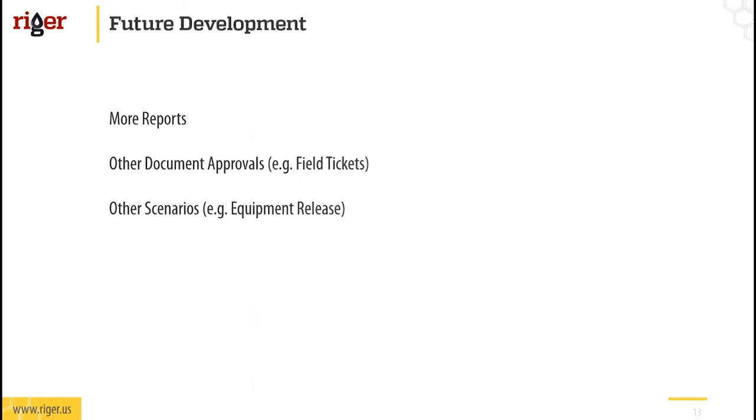We'd like to add other document approvals, for example, fuel tickets approval, rental tickets approval, maintenance cards approval, etc. And other scenarios, for example, equipment release, when the user can review what we have at the location and create the documents from the Telegram. Right now, we are studying those scenarios, trying to understand what will be the best use cases with several clients, and as soon as it is ready, we will add this to the chatbot.